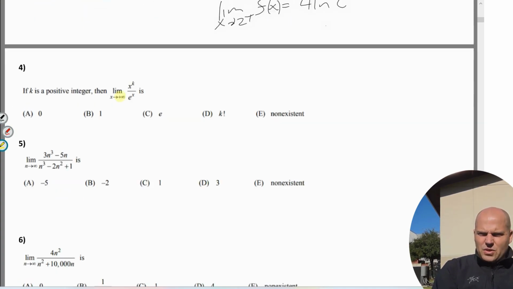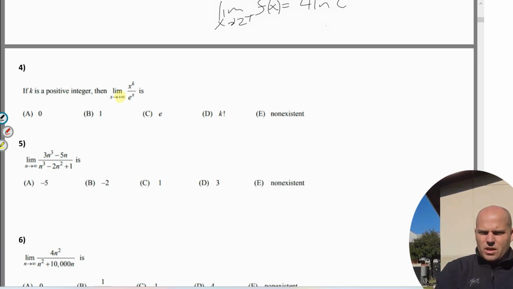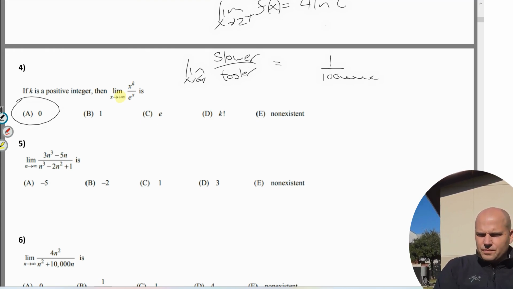Okay, pay attention to the positive infinity. Here we go. X to any power, as long as it's a positive integer. It could be 1,000, it could be 2,000, it could be 1,000,000. Eventually, we will have e to the x grow faster, take over, go to infinity. So this is a slower over faster situation, and slow over faster, we would keep trending towards values that are getting closer and closer to 0.